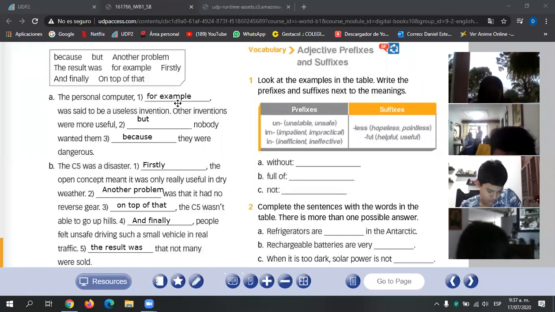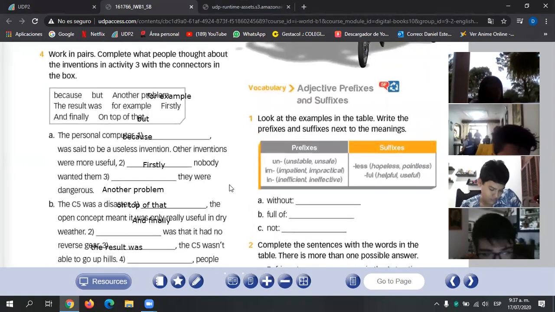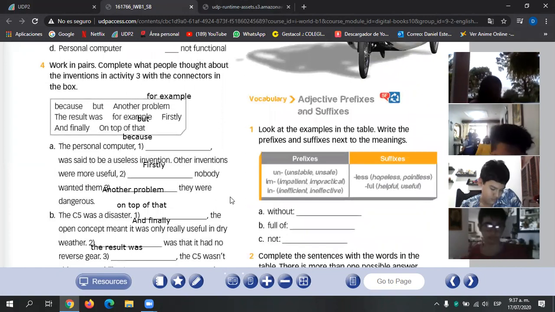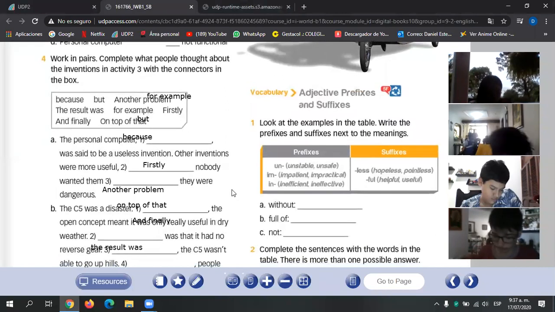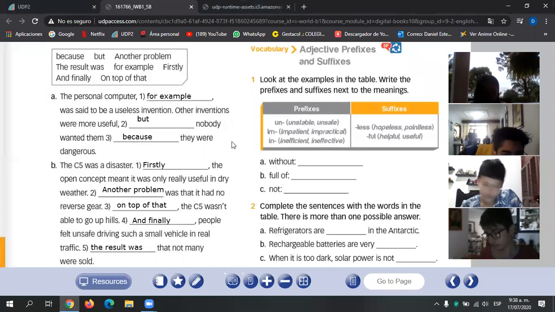Profe, lo puede subir un poquito, porfa, para ver el enunciado. Okay, pero se me desorganiza. Ah, entonces no, profe. No, ya lo tengo. Profe, una pregunta. Solo dice, complete what people talk about the inventions in activity 3 with connectors in the box. ¿No hemos hecho el punto 3? No, no lo habíamos hecho porque me interesa más trabajar con este tema que es el de conectores.